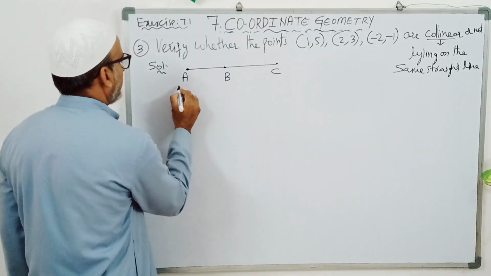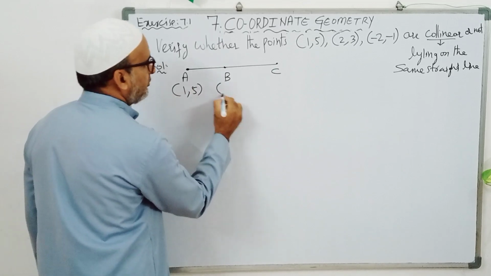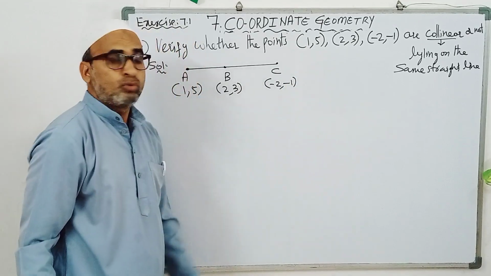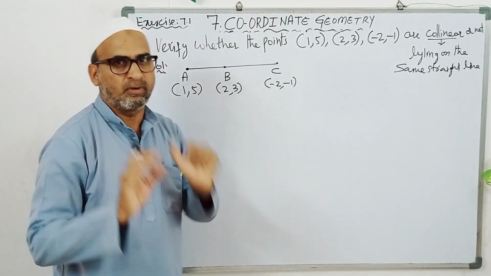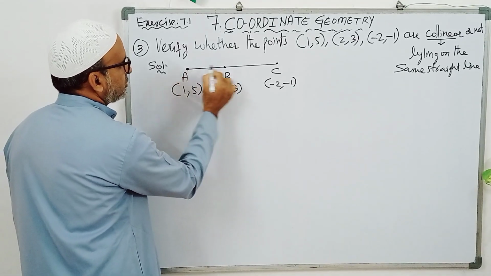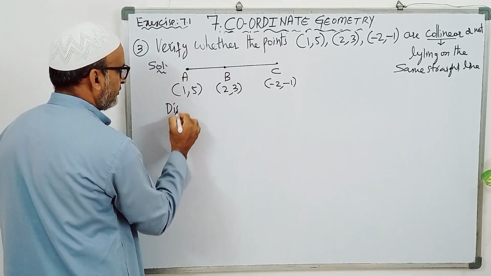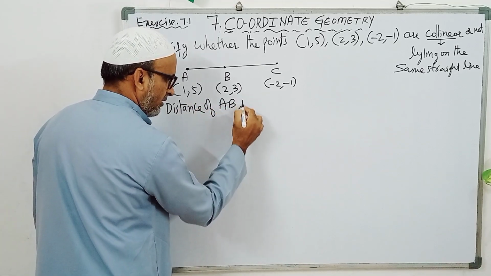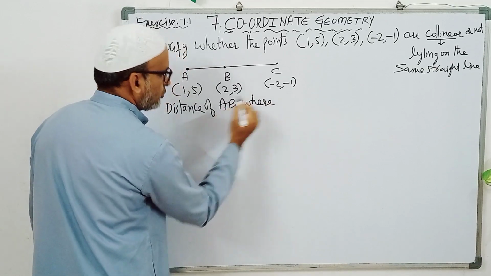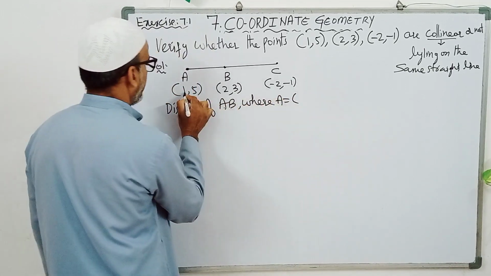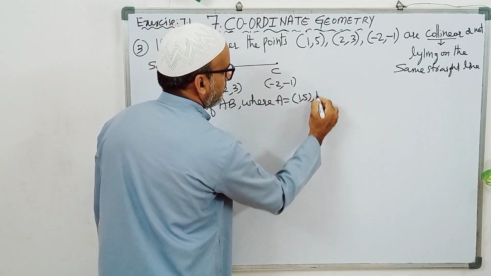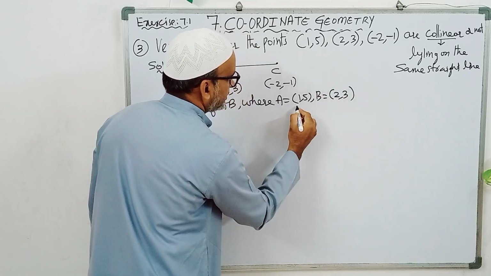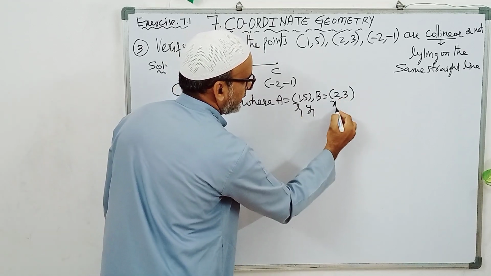Take the points as A(1, 5), B(2, 3), C(-2, -1). To check whether they are collinear by the distance formula, we should find the distance of AB. Where A is equal to 1, 5 and B is equal to 2, 3. Name these points x1, y1 and x2, y2.